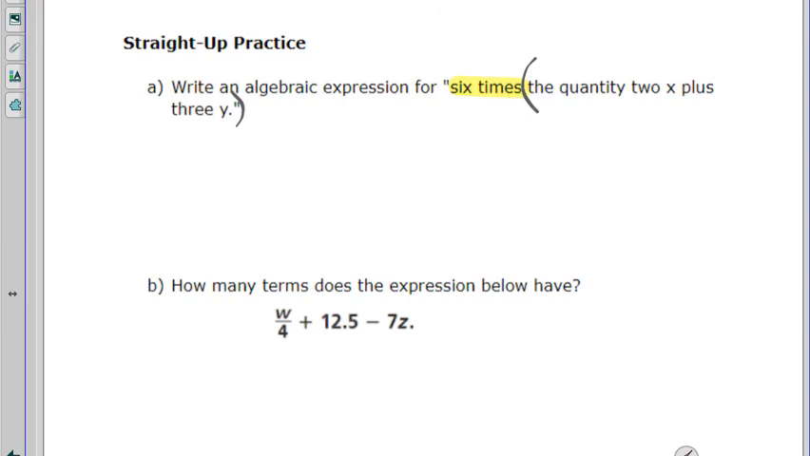In part B, it says how many terms does the expression below have? We have w divided by 4 plus 12 and 5/10 minus 7z. How many terms? All right, good luck with it and see you next time.